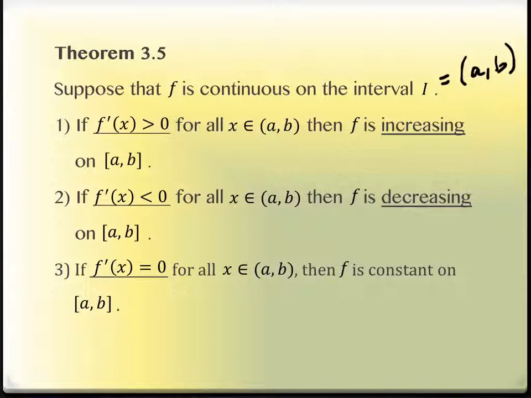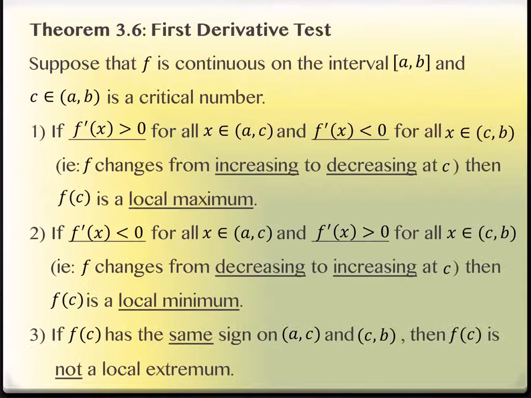And we need it for theorem 3.6. Okay, theorem 3.6 is our first derivative test. So I'm going to let you fill in all the gaps, and then we'll talk through what they all mean. Suppose that f is continuous, I told you, on the interval AB, and C is a number between A and B. It's a critical number. Okay, so fill in those gaps.